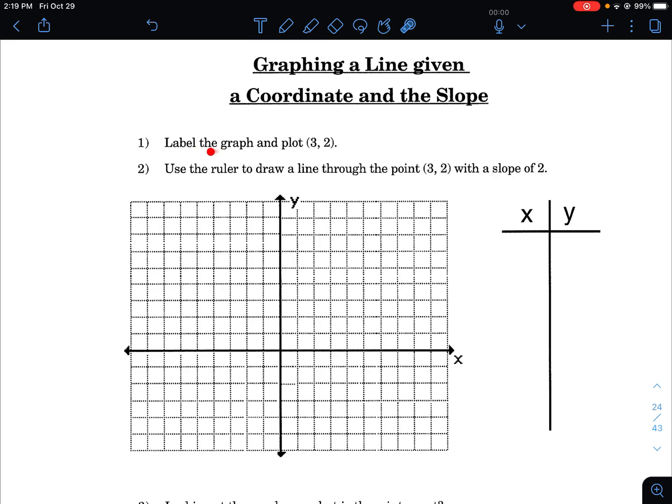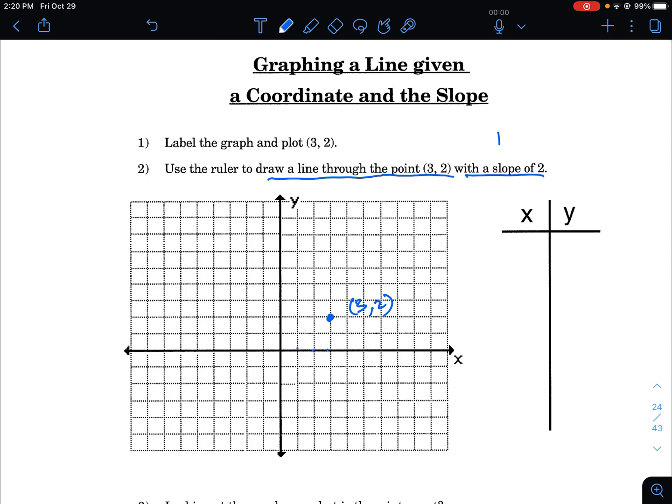We've got this problem where they want us to label the graph and plot 3, 2. So here we go. For 3, 2, we want to go 3 to the right because that's the x number, and 2 up. And that is point 3, 2. They want us to draw a line through point 3, 2 with a slope of 2.